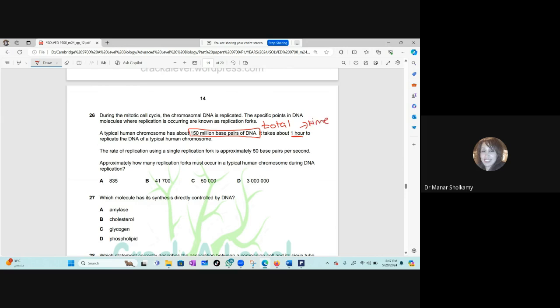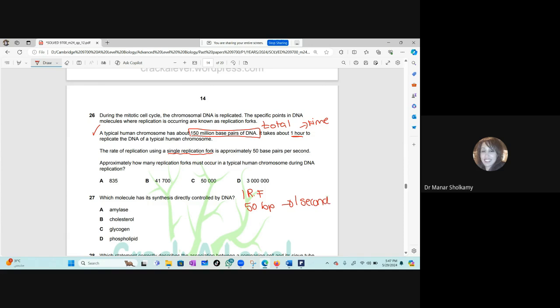They're giving you some information. This sentence has to be important. Now, the rate of replication using a single replication fork is approximately 50 base pairs per second. So I'll write this information down. One replication fork will replicate 50 base pairs in 1 second.